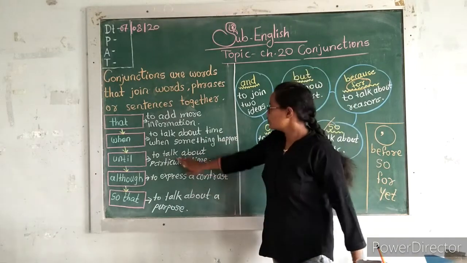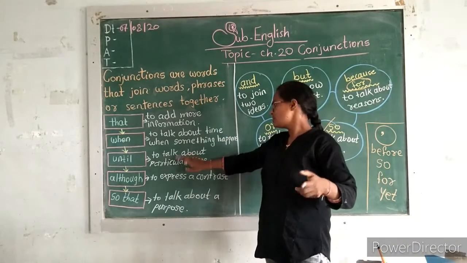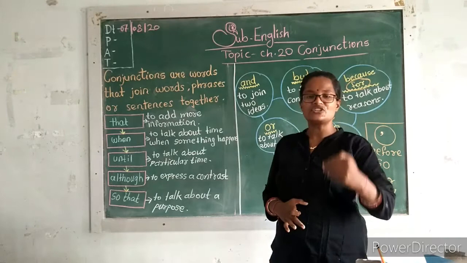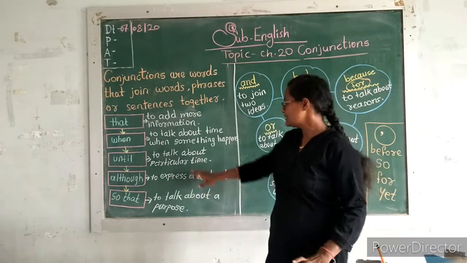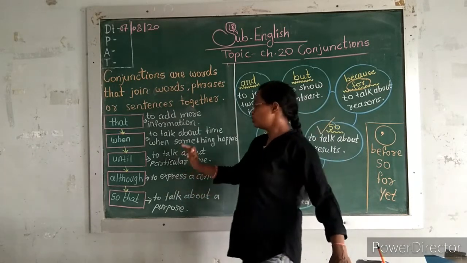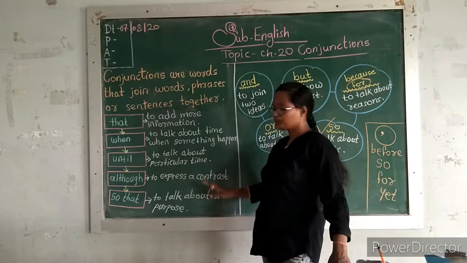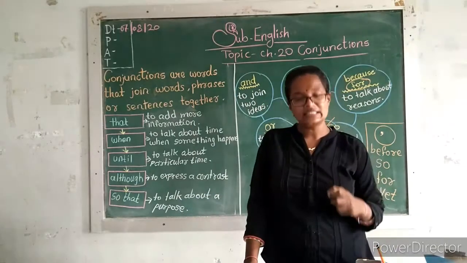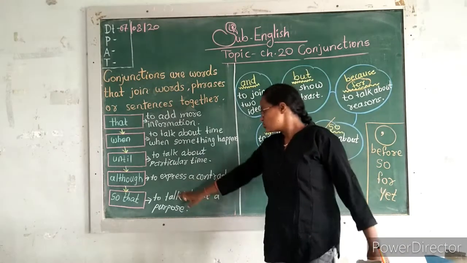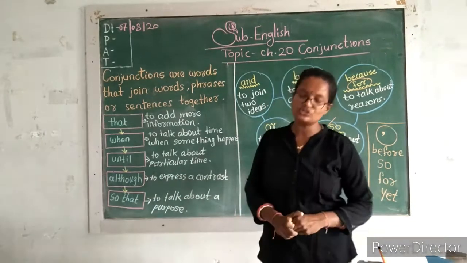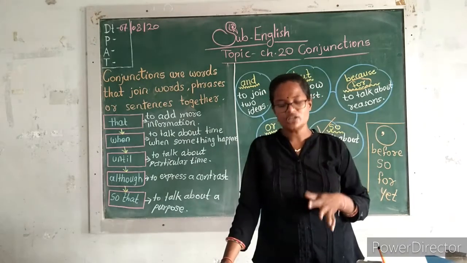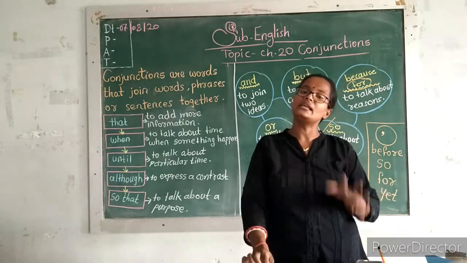Then until, we use until to talk about a particular time. Example, we cannot leave until the driver is here. Until is used to speak about a particular time. Although, to express a contrast. Example, I can't leave early although I want to. Then so that, to talk about a purpose. We use so that to talk about a purpose. Example, we left early so that we wouldn't be late.